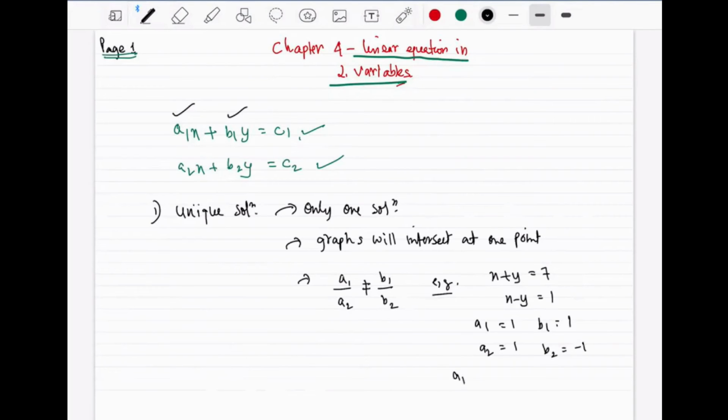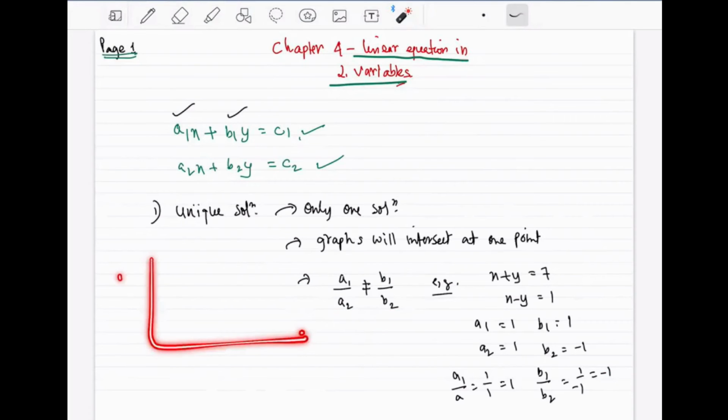Divide them, a1 by a2. This is 1 by 1, which is 1. What about b1 by b2? b1 by b2 is 1 by -1, which is -1. They are not equal, right? So this condition is satisfied. If this condition is satisfied, we will have only one solution. And when we draw the graph, the two graphs will intersect at only one point. Is it possible to intersect at 2 points? No, unless it's a curve.